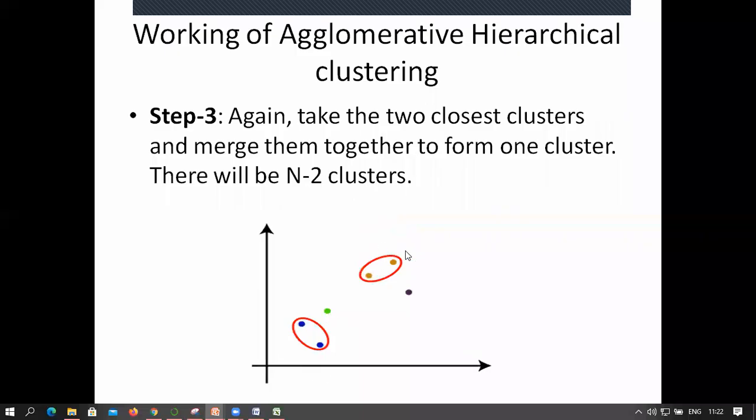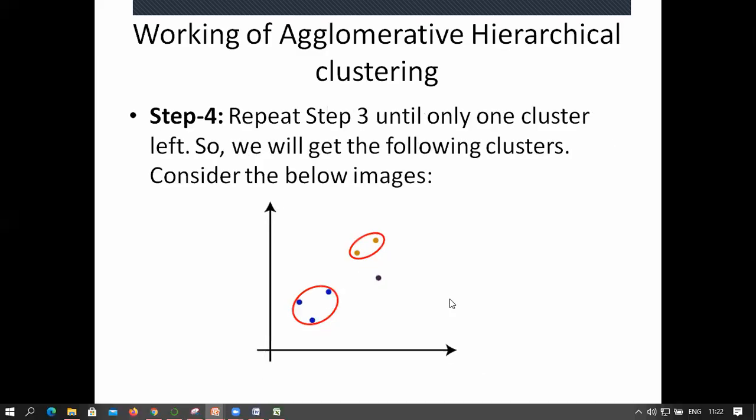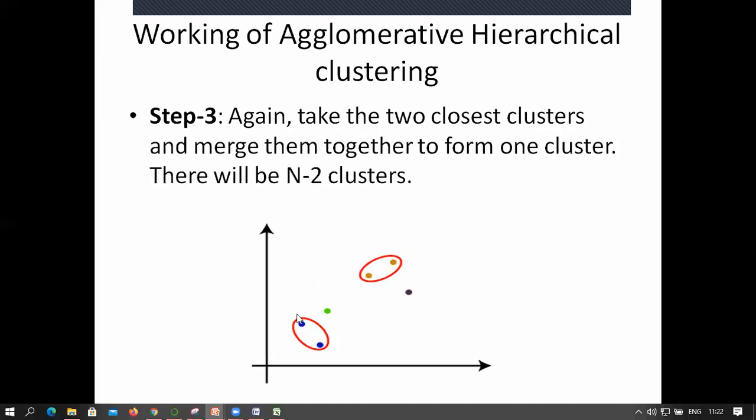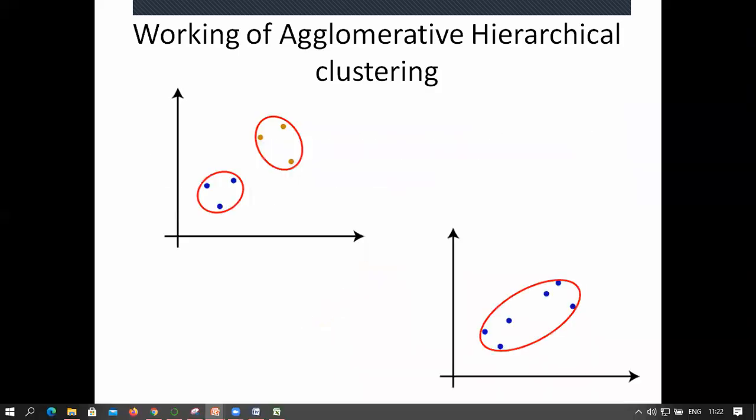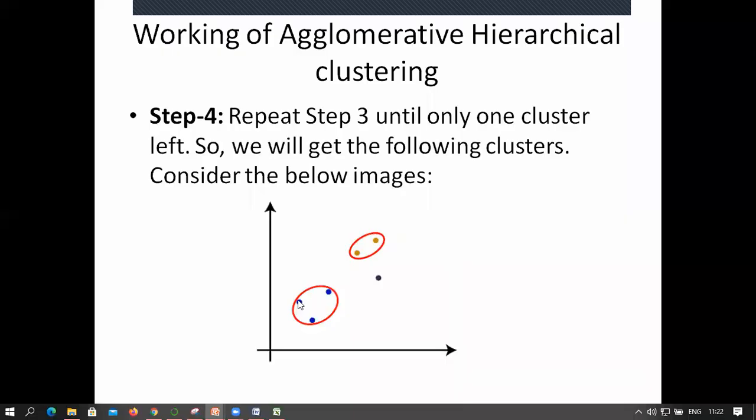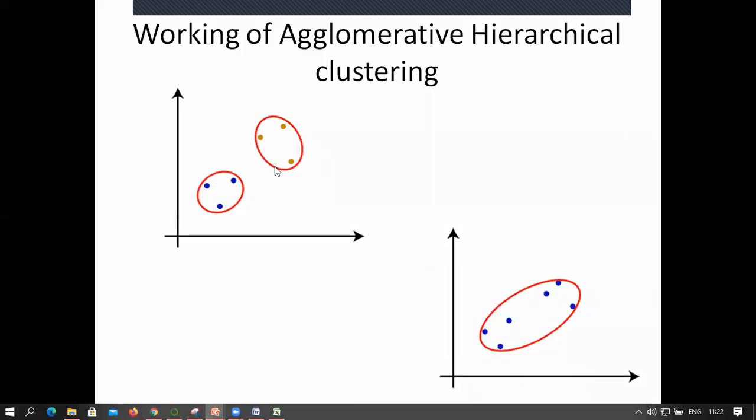Now the number of clusters is reduced by 1, so there are now 4. Again the same step is repeated, and suppose the distance between this and this is minimum, so I combine them into one. So this is your cluster. Now there are 3 clusters. Again combine them. Suppose the distance between these two is less, so combine them, and next these two will be combined into one cluster. Once you get one cluster, you have to stop.